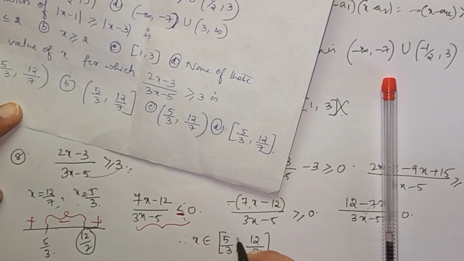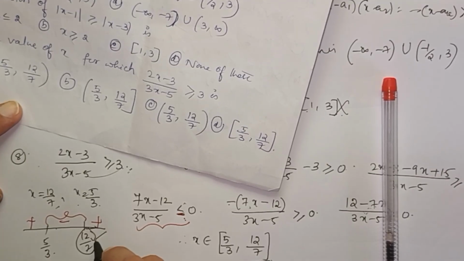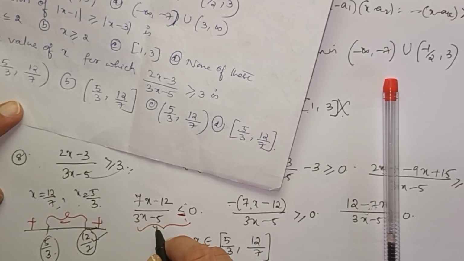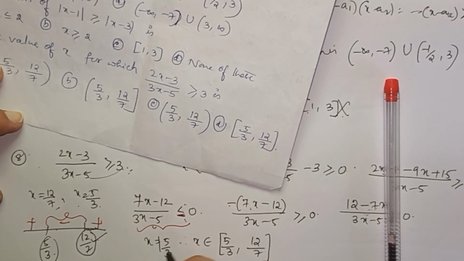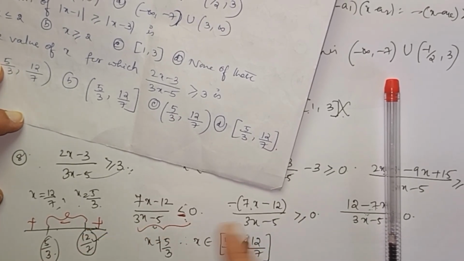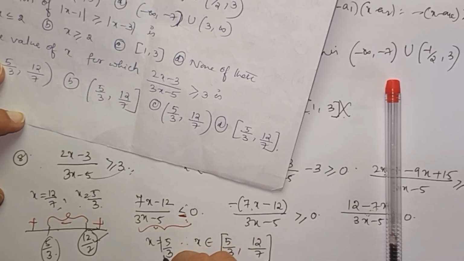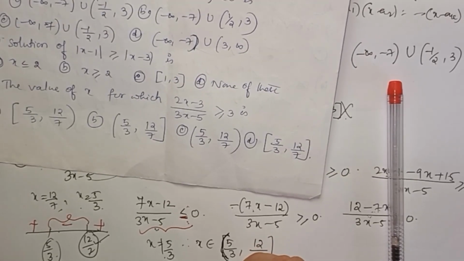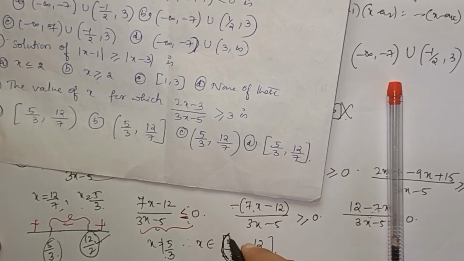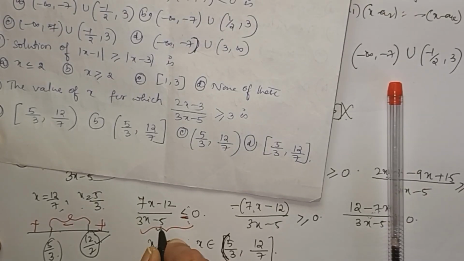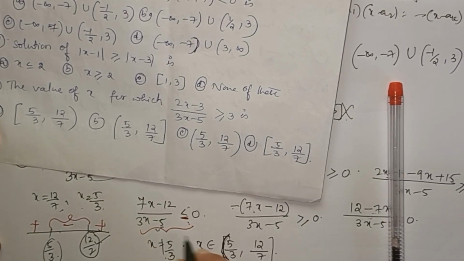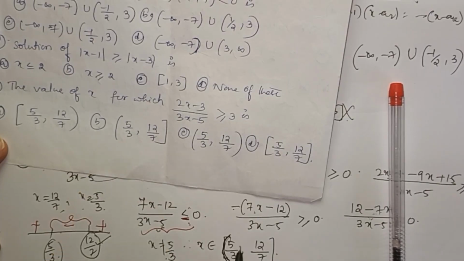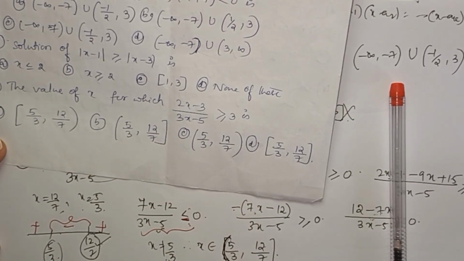But see here, when you include the endpoints, 12/7 can also be included. There is no issue. But when you include 5/3, the denominator becomes 0. So x can't be equal to 5/3. Therefore, though this is the solution at first glance, you have to re-verify it. This makes the solution the interval (5/3, 12/7], open at 5/3 because we can't include this point. If you include it, the denominator becomes 0. Therefore, option B: (5/3, 12/7].